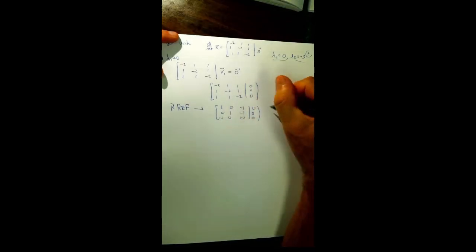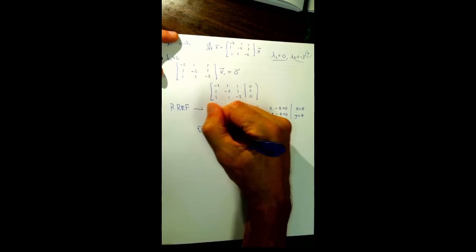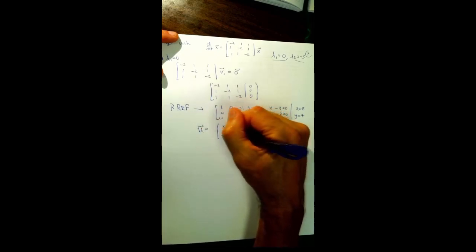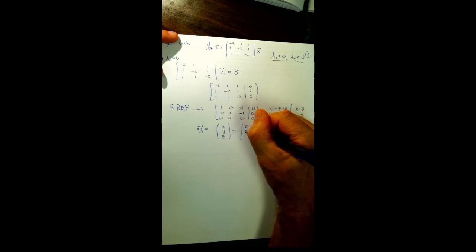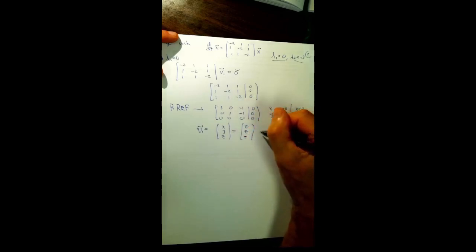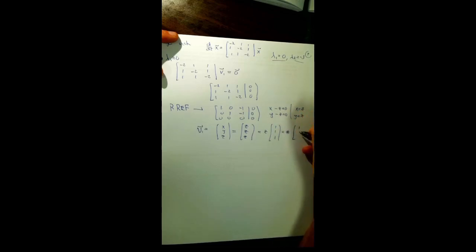So what does this say? This says that x minus z is 0. This says that y minus z is 0, which implies that x is z and y is z. So for v1, my solution looks like x, y, z, but x is equal to z, y is equal to z, and z is z. So I get z times 1, 1, 1. So this is any number times 1, 1, 1.